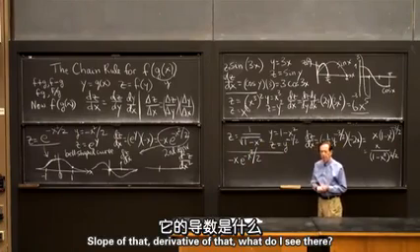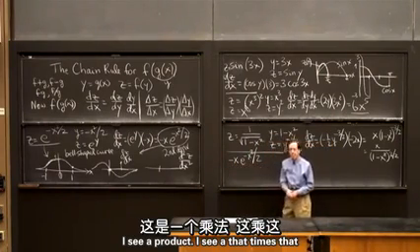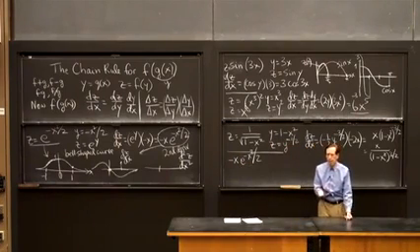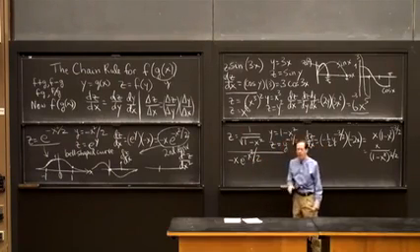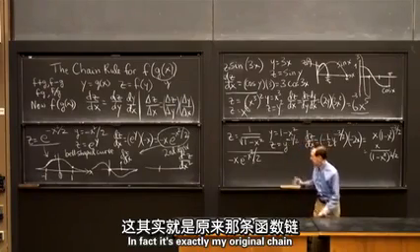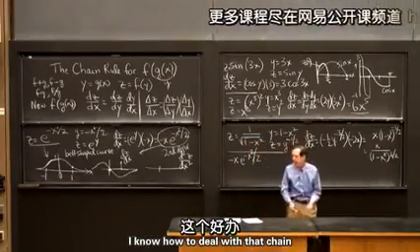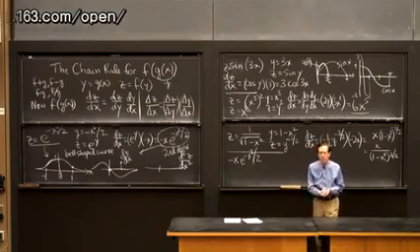What do I see there? I see a product. I see that times that. So I'm going to use the product rule. But then I also see that in this factor, in this minus x squared over 2, I see a chain. In fact, it's exactly my original chain. I know how to deal with that chain. So I'm going to use the product rule and the chain rule.